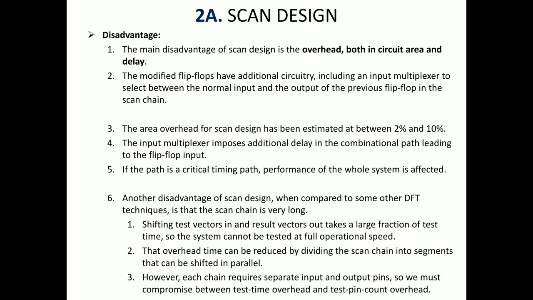Okay, that overhead time can be reduced by dividing the scan chain into segments that can be shifted in parallel. However, each chain requires separate input and output pins, so we must compromise. I stress, we must compromise between test time overhead and test pin count overhead. What is happening here? In order to reduce the test time, we are increasing the pin count. This is also a disadvantage because the scan chain is very long. Okay, this is about disadvantages.